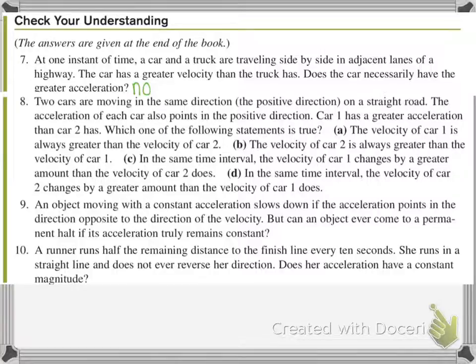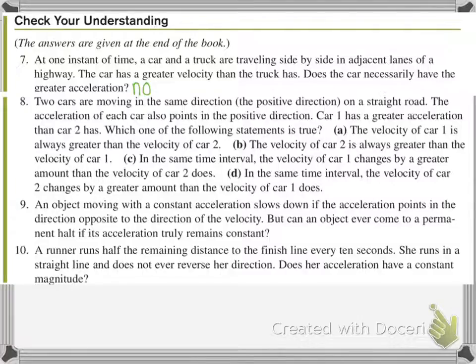For number 8, two cars are moving in the same direction, the positive direction, on a straight road. The acceleration of the car also points in the positive direction. Car 1 has a greater velocity than car 2 has. Which of the following statements is true? So for part A, it's stating the velocity of car 1 is always greater than the velocity of car 2.